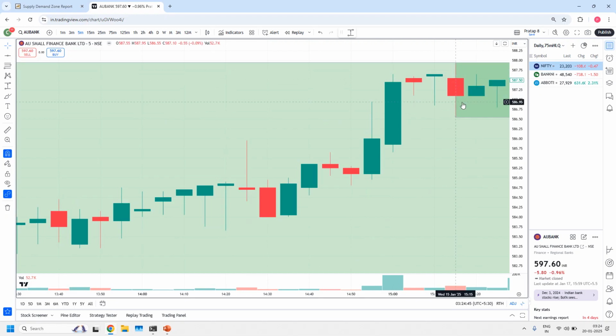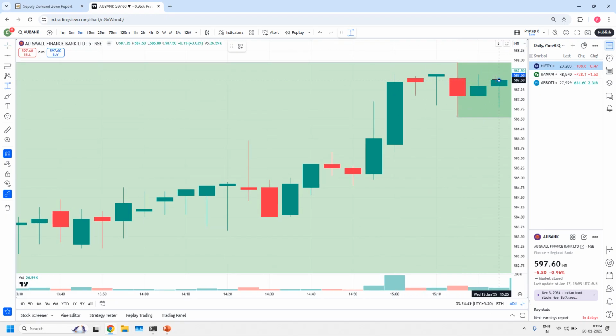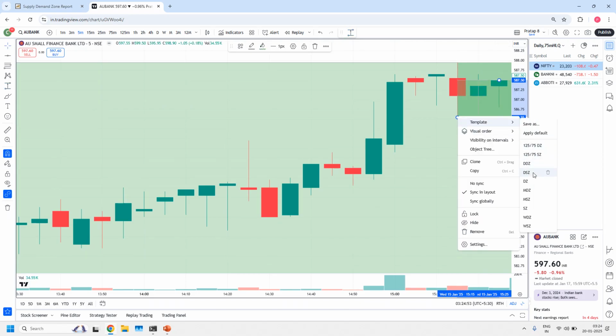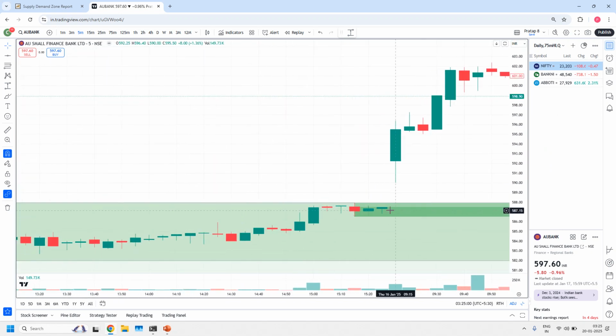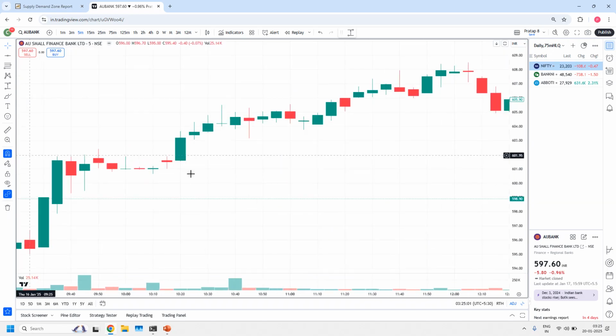So maybe this is a drop base rally, because this is a drop base rally. So from here until the low of the candle. So we have a demand zone, fine-tuned 5 minutes demand zone. So here you can plan your trade.